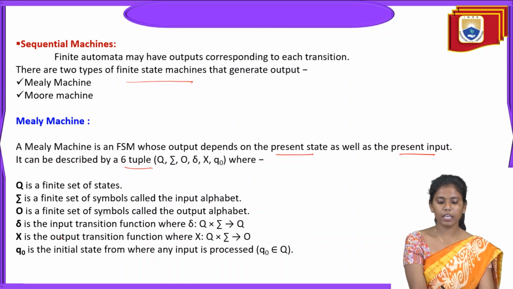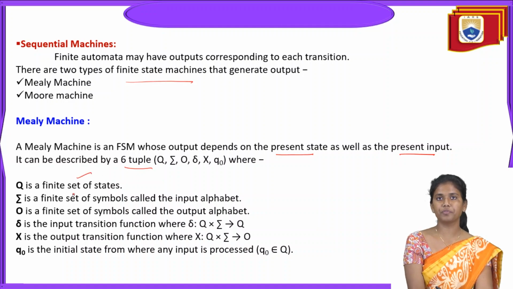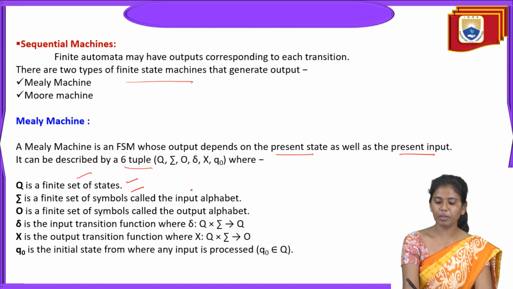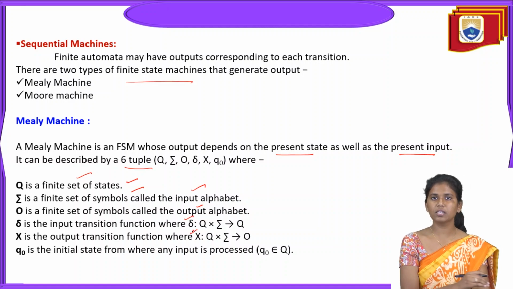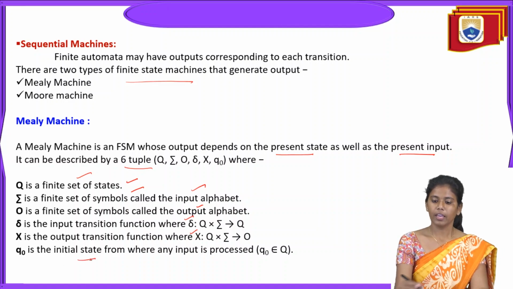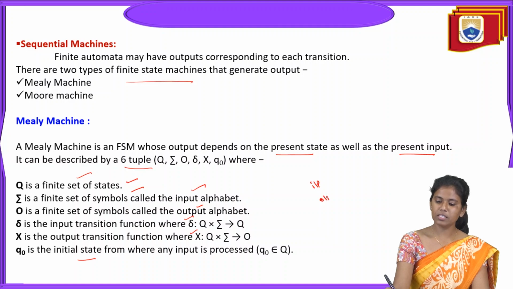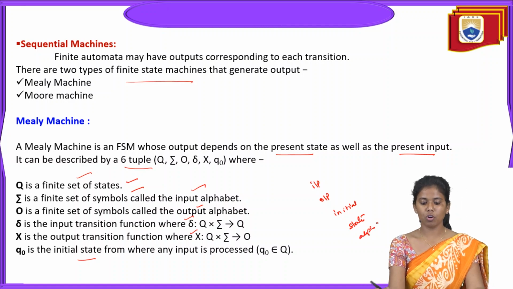Here we have 6 coefficients: the finite set of states, the symbols of input, the symbols of output, the input transition and output transition, and then the initial state. So we have the states, the number of states, as well as the alphabets pertaining to those particular symbols.